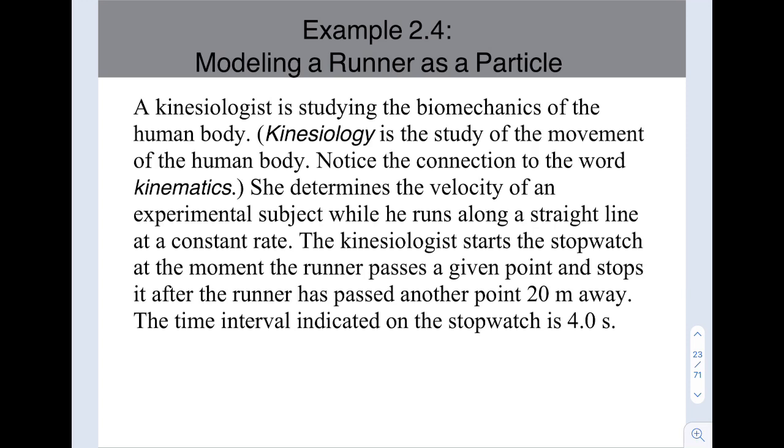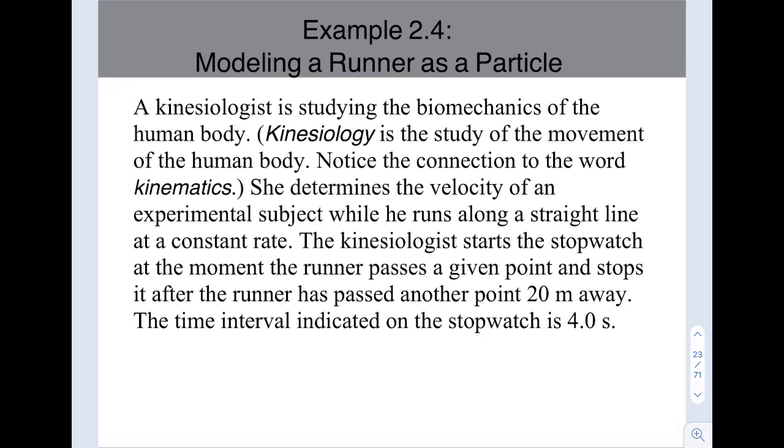Example 2.4, modeling a runner as a particle. Okay, a kinesiologist is studying the biomechanics of the human body. Kinesiology is the study of the movement of the human body. Notice the connection to the word kinematics. She determines the velocity of an experimental subject while he runs along a straight line at a constant rate.